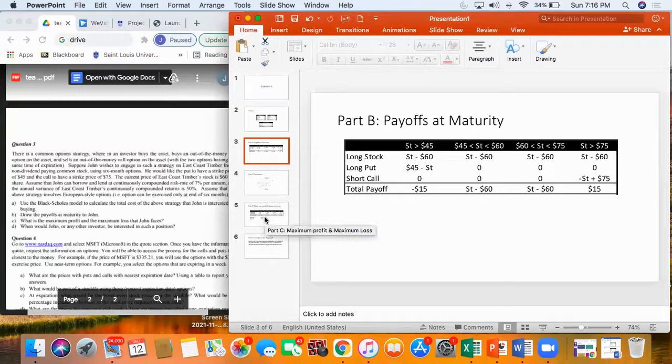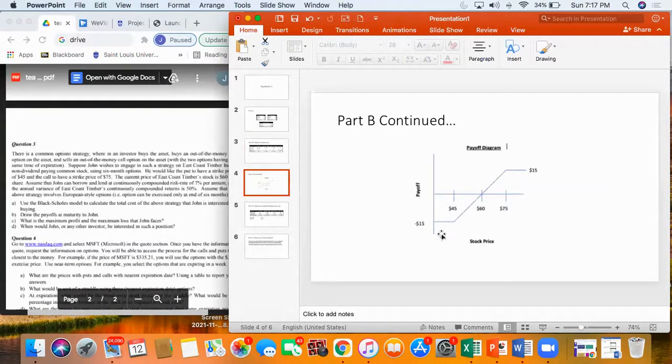For part B, payoffs at maturity, if the stock price is lower than $45, you'll lose negative $15. And if it's higher than $75 or $75, it will be a $15 gain. So the payoff diagram would be this first position down here, which is the investor, so John buying the asset. The second position would be buying the out of the money option. And then the third position would be selling an out of the money call option, which would give you that $15 gain.